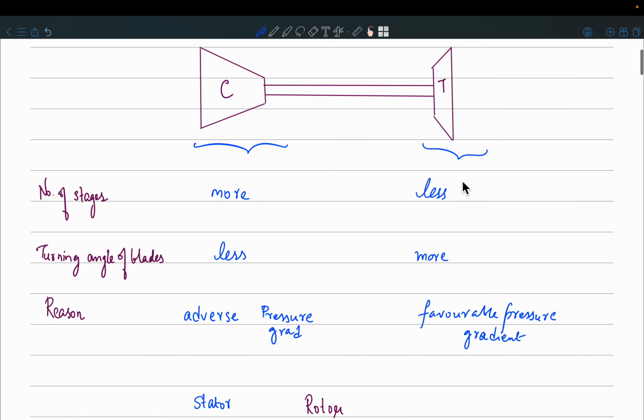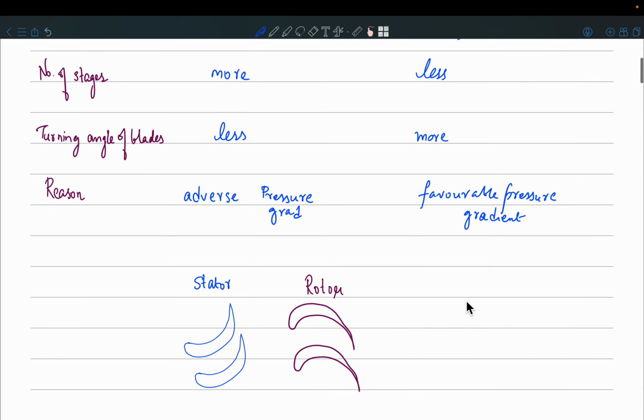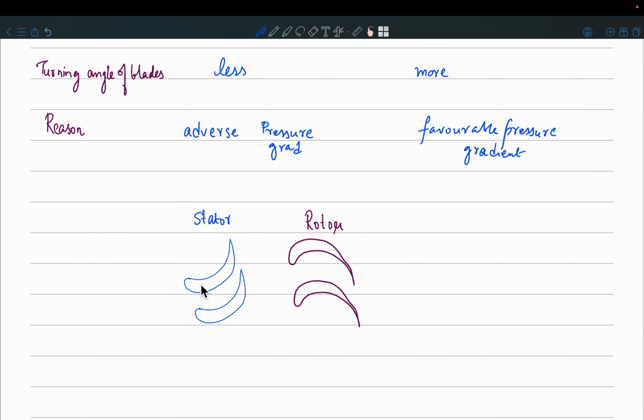And in a turbine the flow is accelerating, pressure is decreasing, so the flow can very easily move in that direction. As a result, we can turn the flow by a large angle in each stage of the turbine. So what is a stage? A stage is a stator and a rotor combination. In each stage of the turbine we can achieve more pressure drop, while in each stage of a compressor we can achieve less pressure increase.